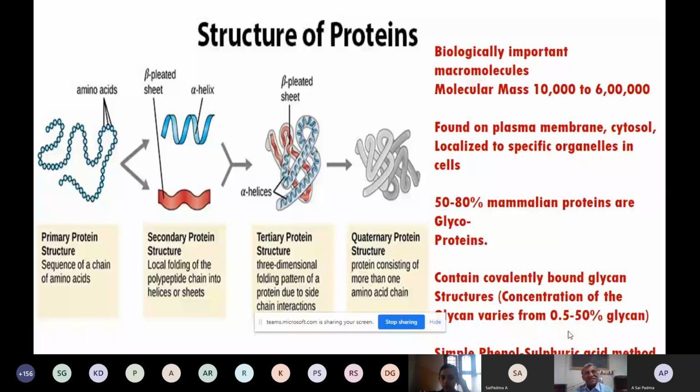But in a glycoprotein, the glycan content can be easily detected by treating the glycoprotein with phenol sulfuric acid reagent, where in presence of acids, the sugars lose the water molecules and form furfurols. And these furfurols condense with phenol and form a yellow-colored complex, which is measured at 490 nanometers. Another important reagent that can be utilized for detection of carbohydrates in general is the anthrone reagent. So by these two methods, one can say that a protein is a glycoprotein. Next slide, please.